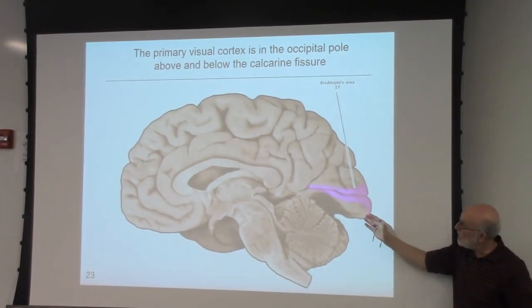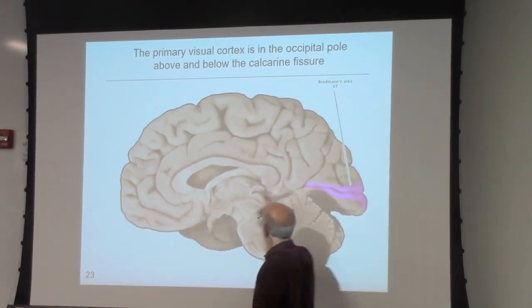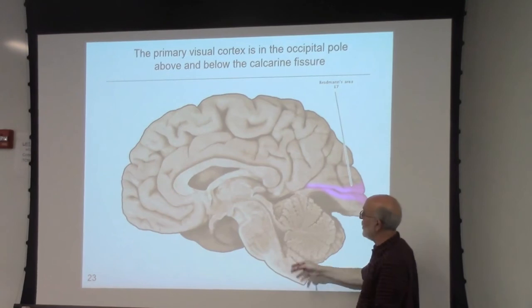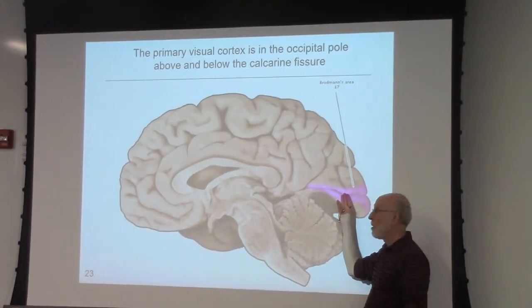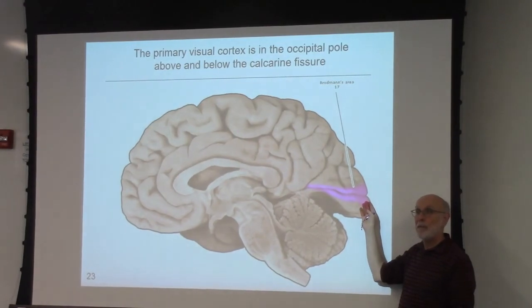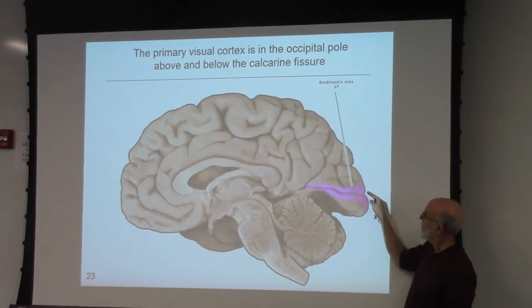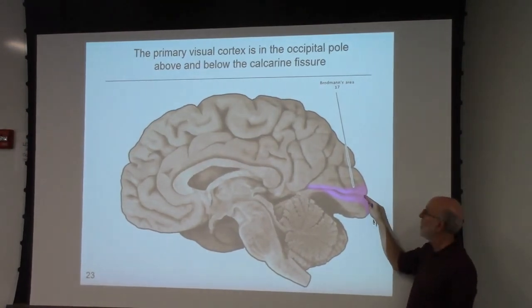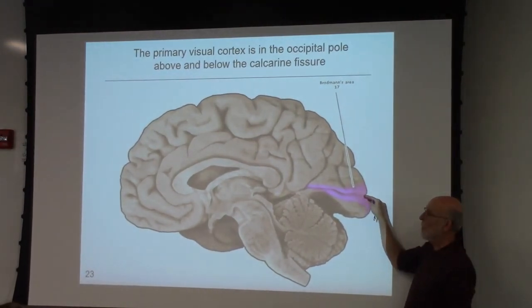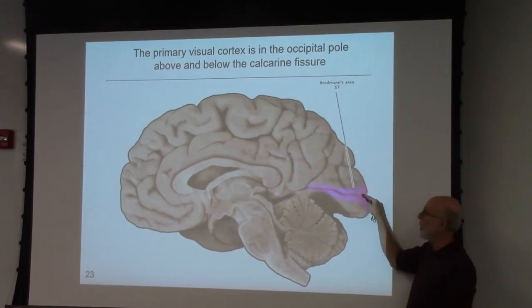So this is a midline sagittal section of the brain: anterior, posterior, superior, inferior. So this is a right hemisphere. So what visual field is this hemisphere processing? Right, the left visual field, which is being processed in the gyri above and below the calcarine sulcus.